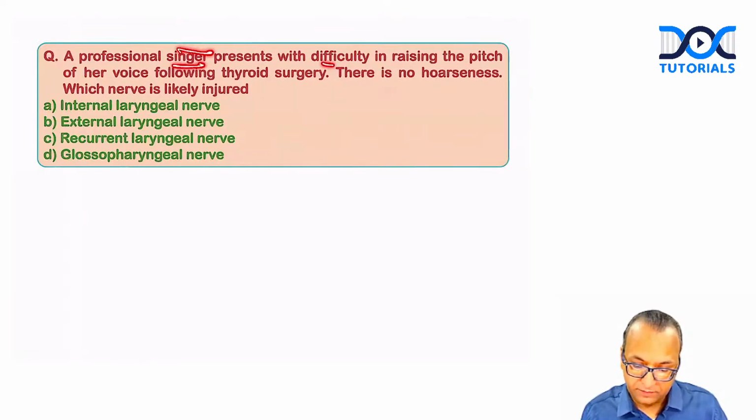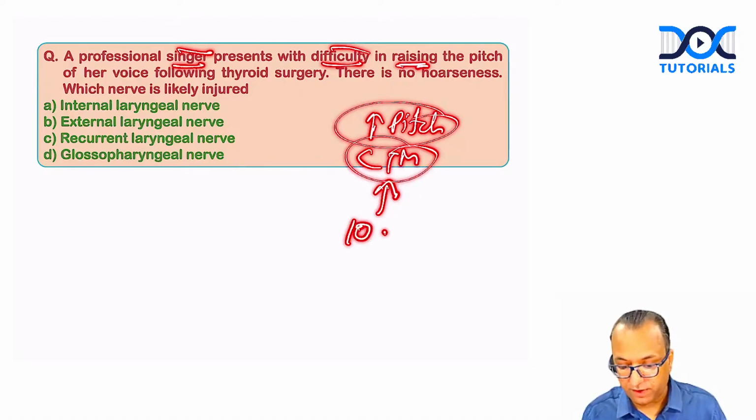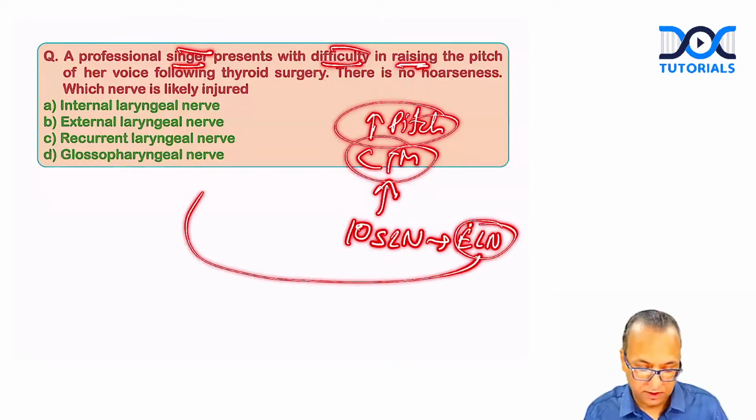Professional singer, difficulty raising the pitch. Raising the pitch means you are talking about cricothyroid muscle. Cricothyroid muscle is the only muscle of larynx supplied by branch of vagus, superior laryngeal nerve giving external laryngeal nerve. External laryngeal nerve.